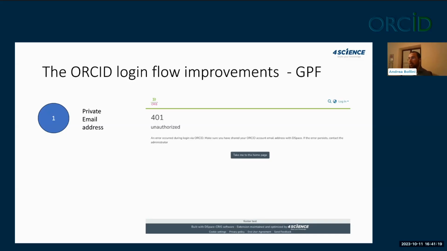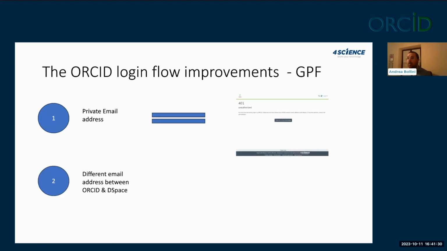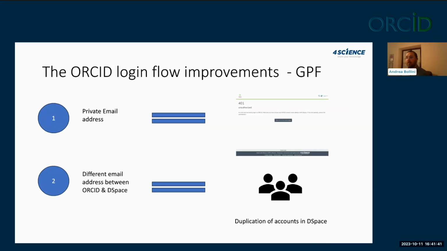But this is really confusing for the user, and some users really don't want to release their email address. So the other problem is when the user has a different email address in ORCID than the one used in DSpace. What this currently means is that the user is able to log in to DSpace, but a new account is created. So the information about the same user is spread over two separate accounts. And of course, this is absolutely unideal.